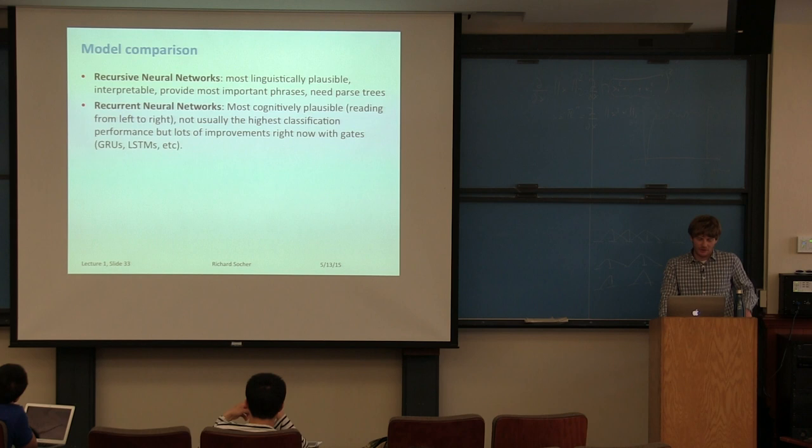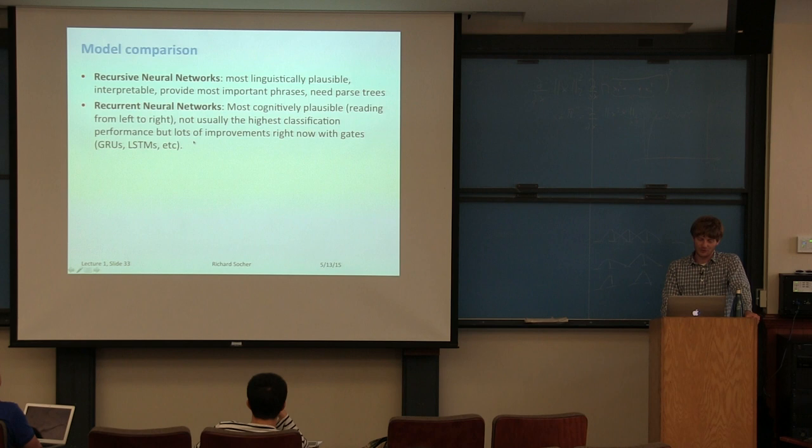All right, and then recursive neural networks are sort of the most linguistically plausible models that we've covered in the class. They're nice to interpret, however, you need the parse trees. And that is in many ways suboptimal, because ideally in the deep learning world, you would want to take your raw input and the final output that you want to predict, and just do everything else in a learned fashion and learn all the intermediate representations.